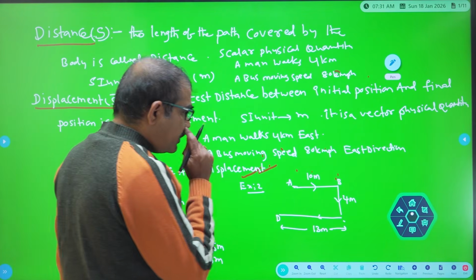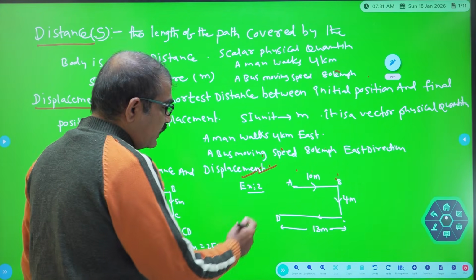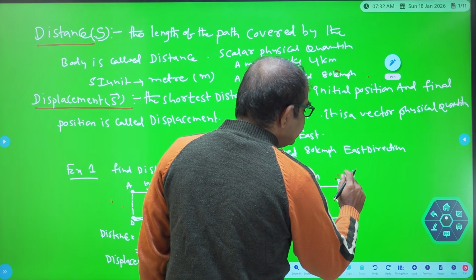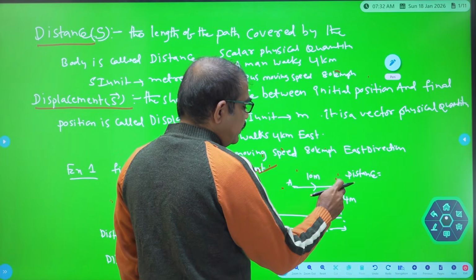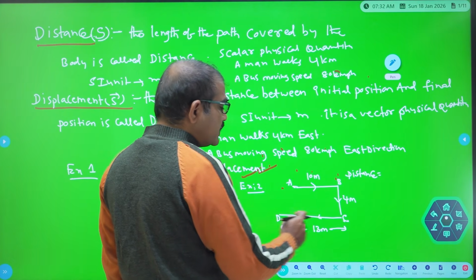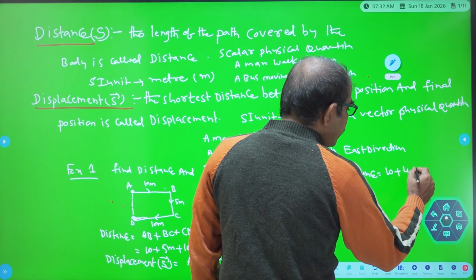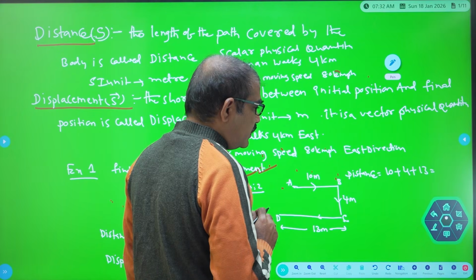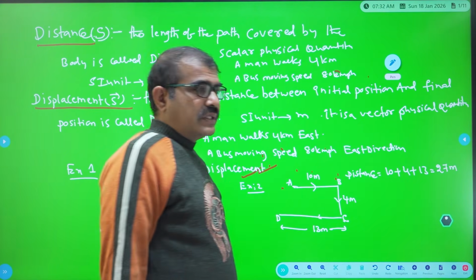First, tell me the distance. Distance is equal to the total length of the path covered by the body. Distance is equal to AB plus BC plus CD. AB is 10 plus BC is 4 plus CD is 13. So the total is 10 plus 4, 14, plus 13. That is 27 meter. 27 meter is the distance.